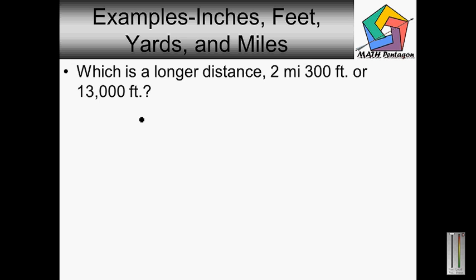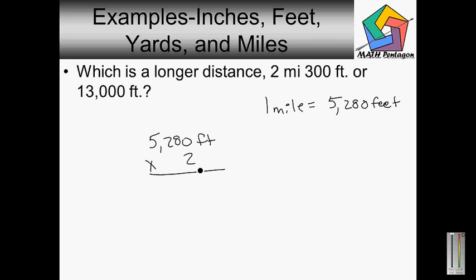2 miles 300 feet, or 13,000 feet? So first we need to convert the 2 miles and the 300 feet to just feet. So you know that 1 mile equals 5,280 feet. So to figure out 2 miles, you do 5,280 feet times the 2 miles to figure out your total amount of feet.